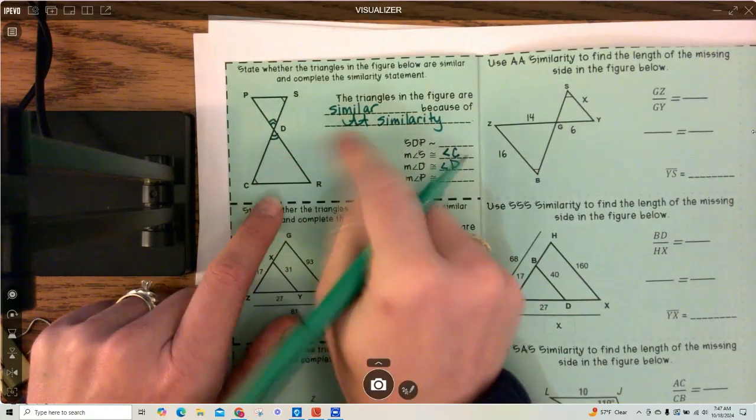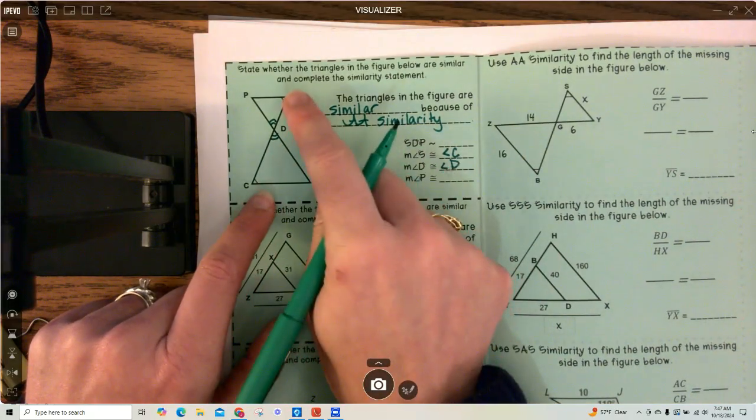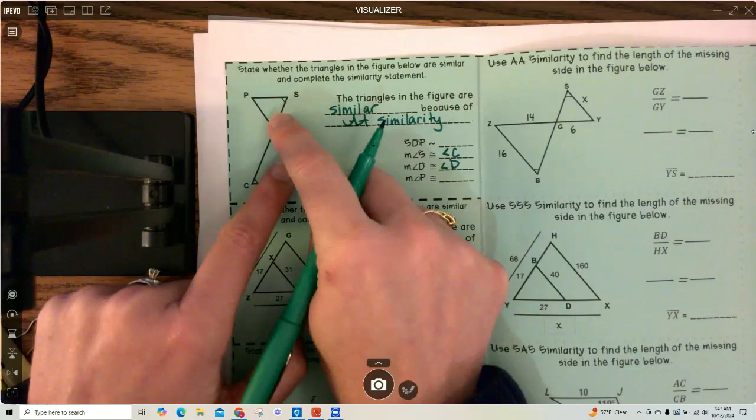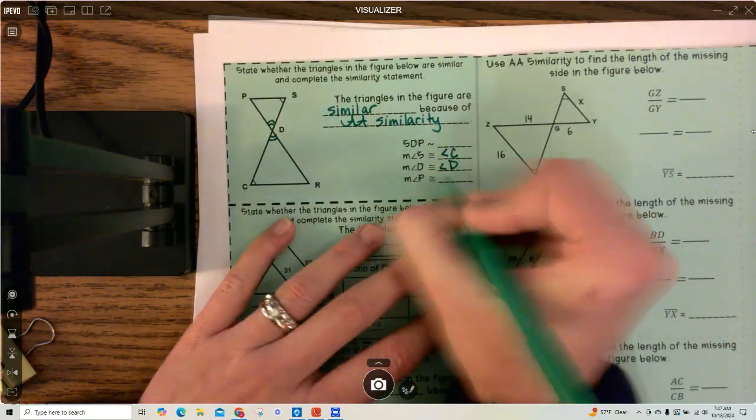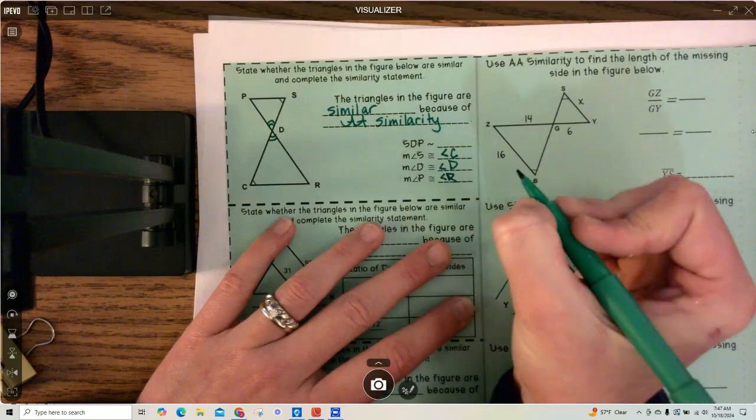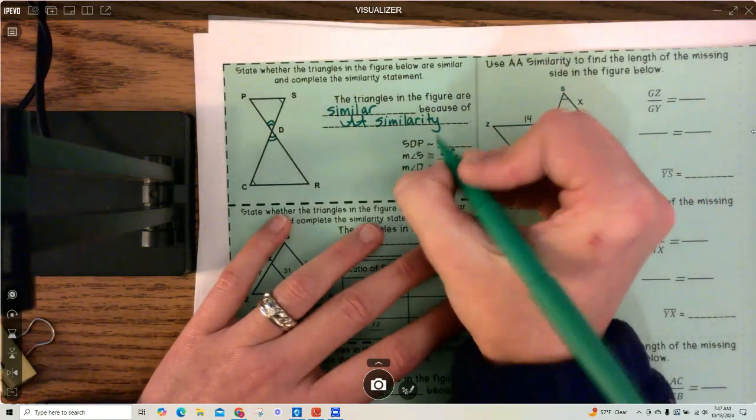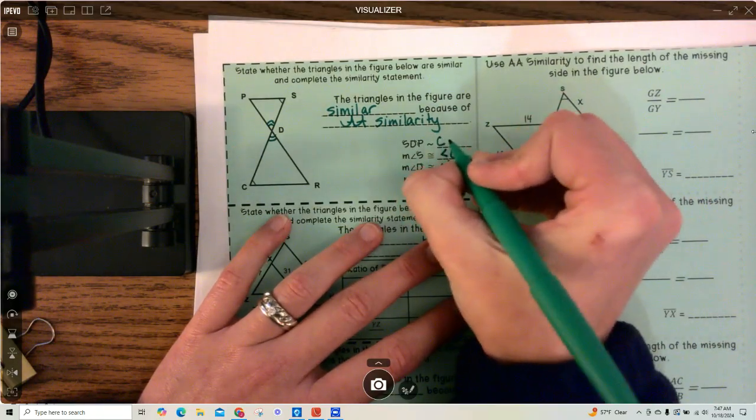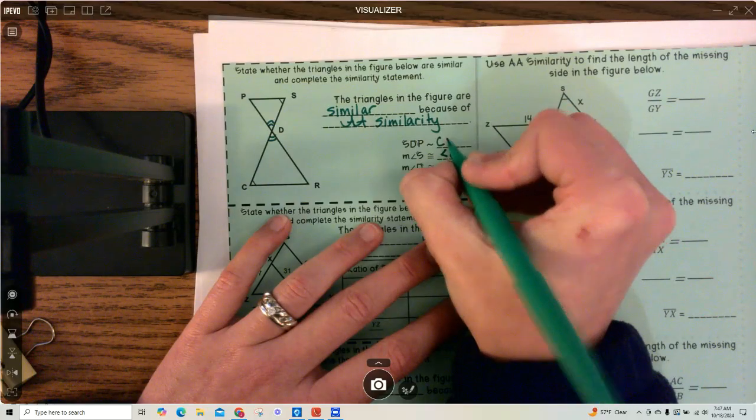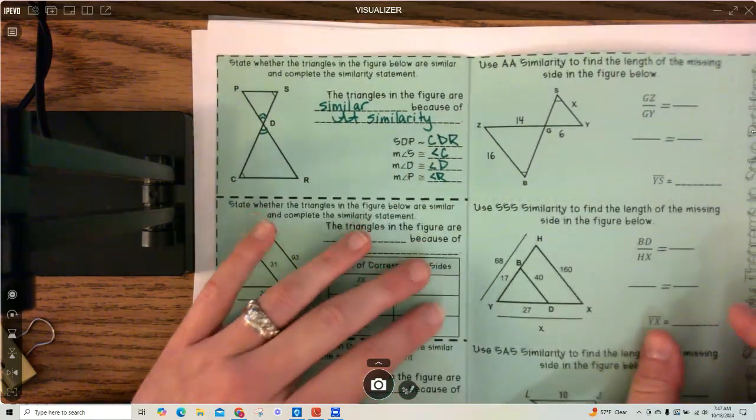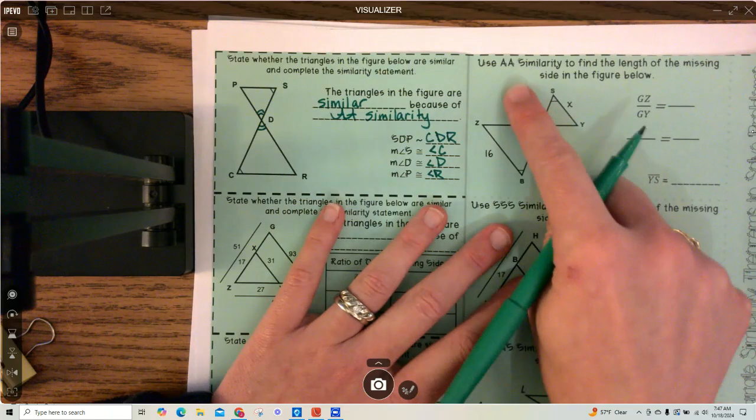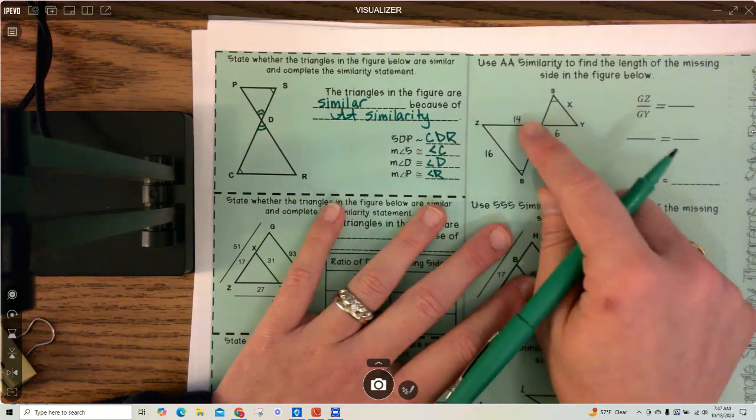And then angle-angle similarity says that if two triangles have two angles in common, then that automatically means that the third angle, which is angle P and angle R, are congruent. So SDP is similar to CDR. That's the big triangle.